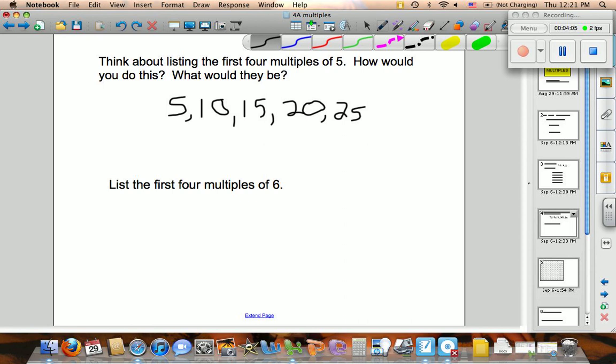Oh, I was supposed to list the first 4 multiples of 5, but there are the first 5 multiples of 5. So you start with the number itself and then you skip count. So list the first 4 multiples of 6. I want you to think about that one for a moment. And again, you would start with 6.